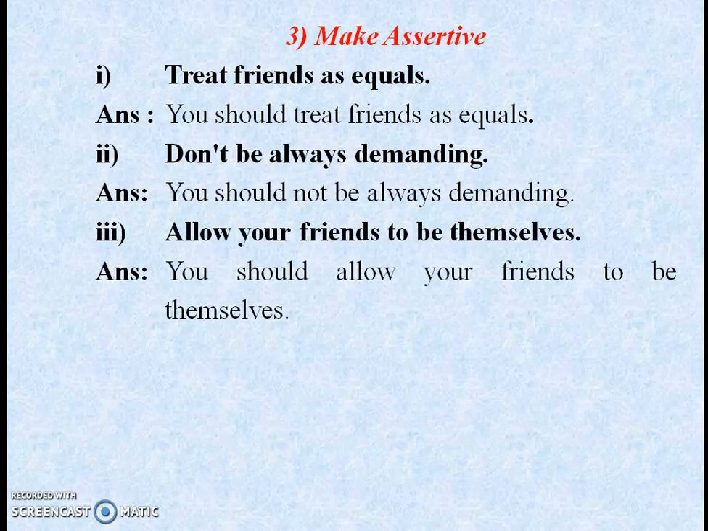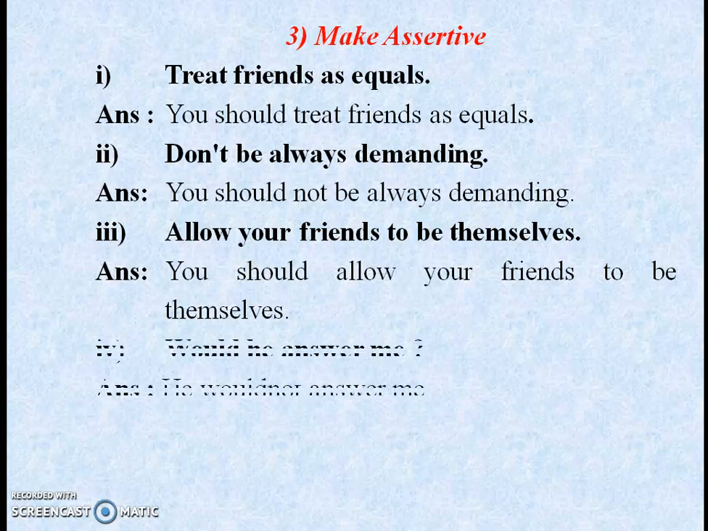Allow your friends to be themselves. This is also an imperative sentence. Its conversion into assertive form, you should allow your friends to be themselves. Example number 4. Would he answer me? It is interrogative type of sentence. It is verbal type of interrogative sentence. We have to convert it into assertive. He would not answer me.